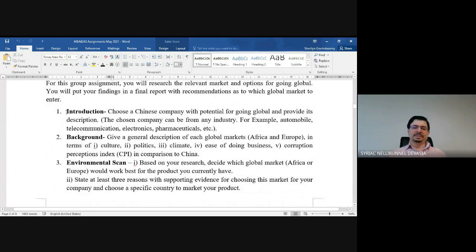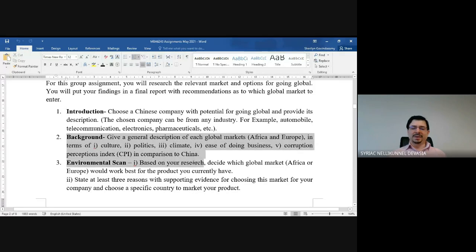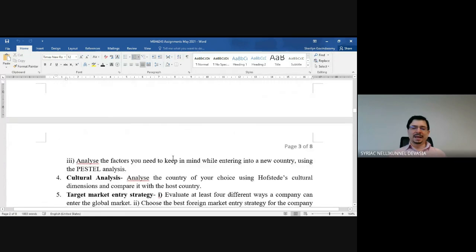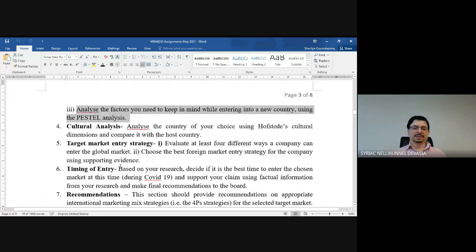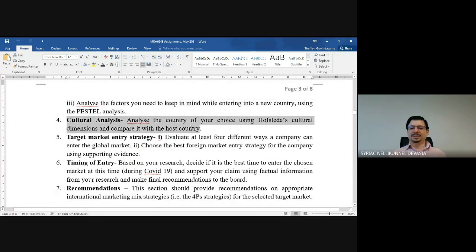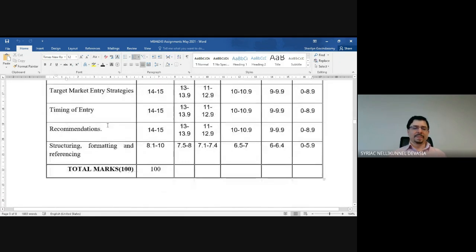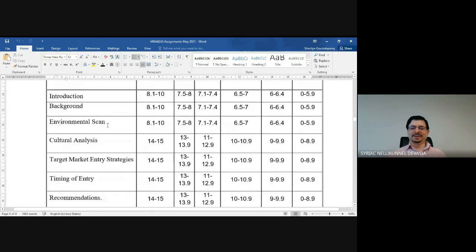So in your assignment, I believe you have given an introduction. Then you have done a background of the study. Then you have done an environmental scan using PESTLE analysis. Then you have done a cultural analysis using Hofstede's cultural dimensions. Then you have identified the target entry, market entry strategies. And then you discussed about the timing of the entry, then finally provided recommendations. I believe you have done all these 7 tasks. Correct? All of you have done?